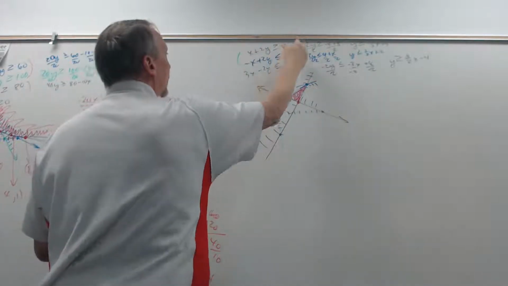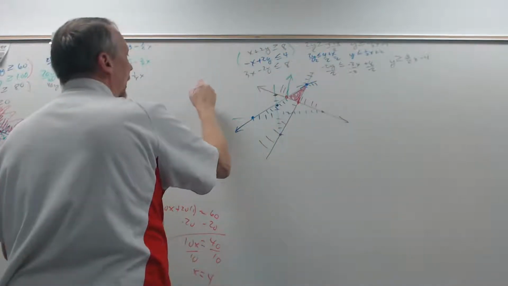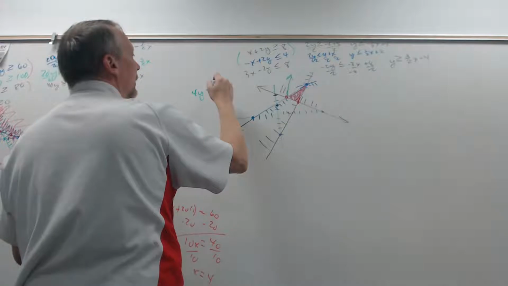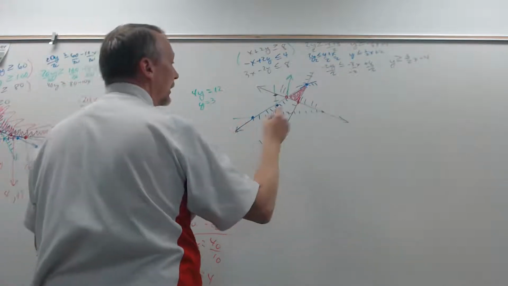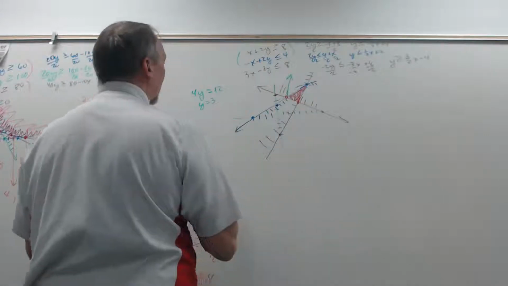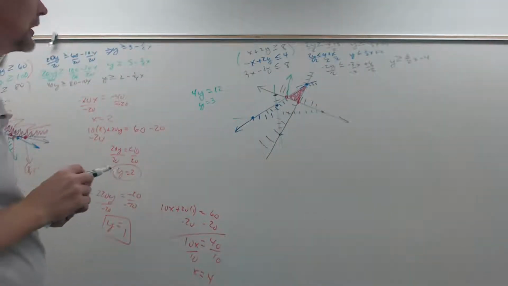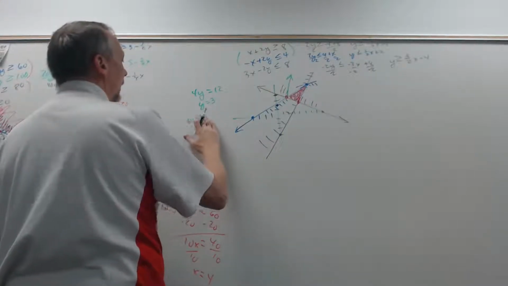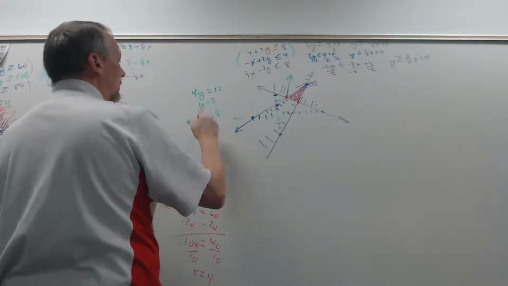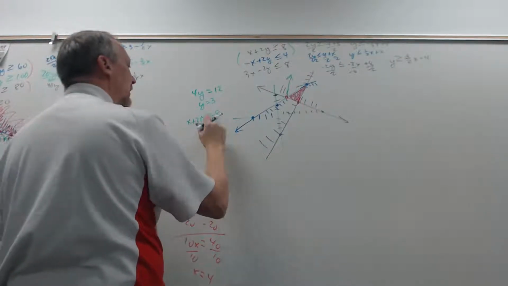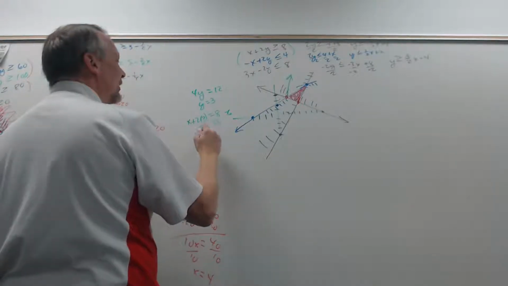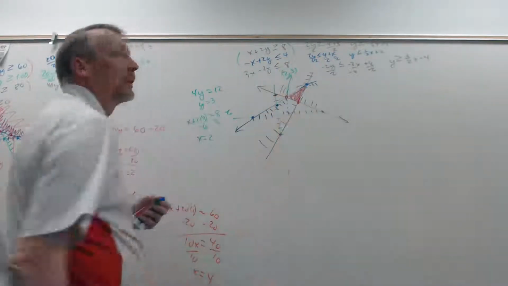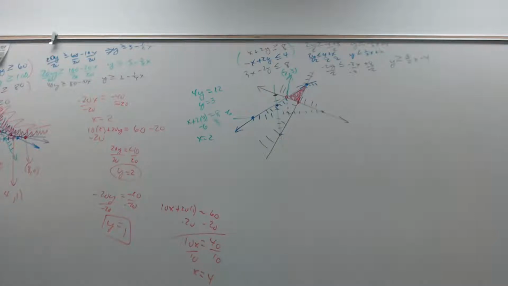If we add these together, 4y equals 12. So y equals 3. Okay, that's about 3. And then you can plug that into either one of those, so x plus 2 times 3 equals 8. Subtract 6. X equals 2. So this point is 2, 3.